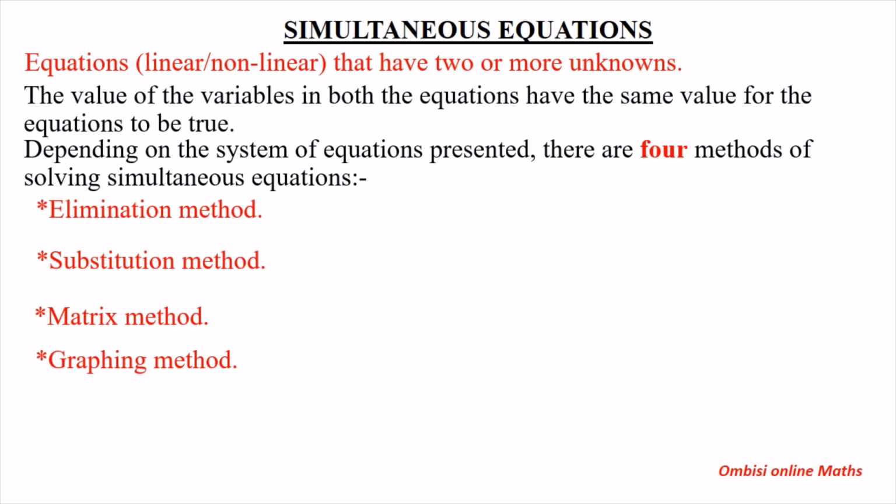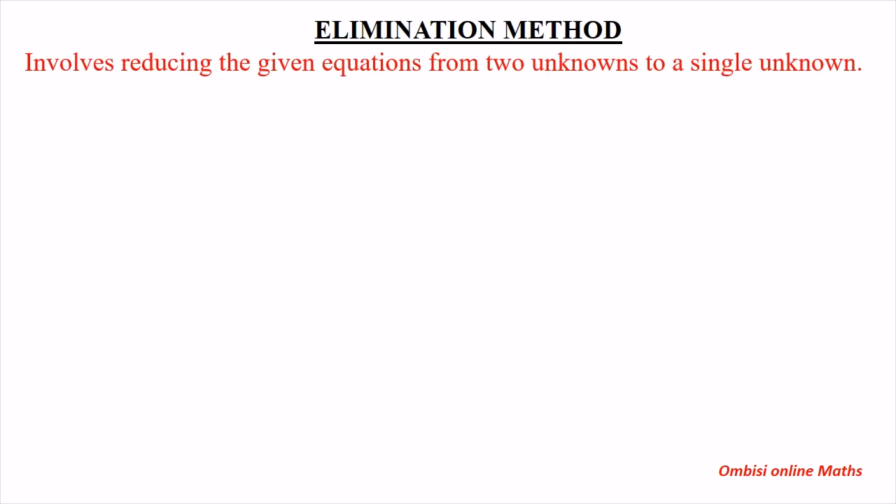Now, what is this elimination method? In the elimination method, this involves reducing the given equations from two unknowns to a single unknown. If the given equations have two variables, you reduce from two variables to one unknown, so that one unknown can be solved very easily.